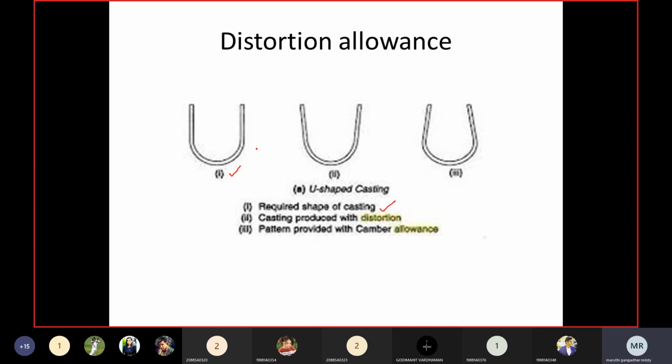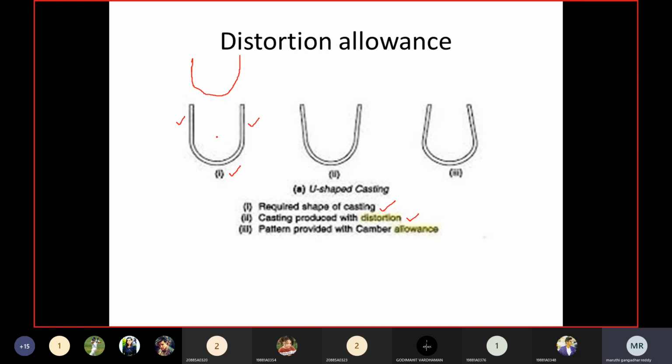But what will happen if I exactly prepare a pattern which will look similar to this casting? The casting that is produced will have a slight distortion here. Why will it get distorted? Because this surface and this surface do not have an adequate amount of support. What will happen if I prepare the pattern without providing distortion allowance? Try to understand my words.